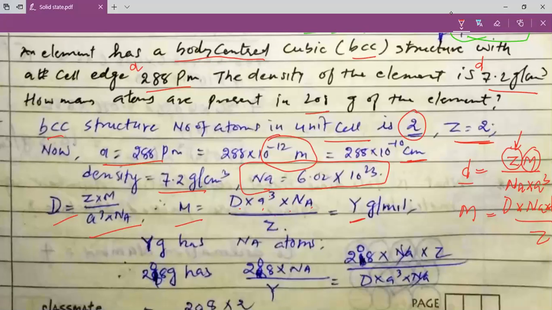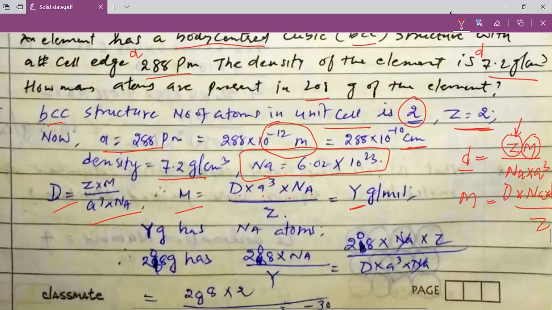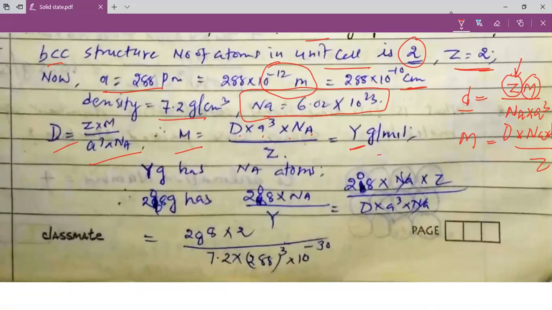Let us say this answer is equal to Y gram per mole. So suppose the molecular weight is Y gram per mole. That means Y gram has Na, that is 6.022 × 10^23 atoms. We are given 288 grams.